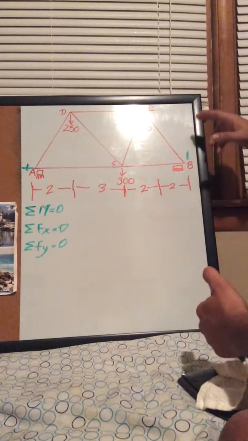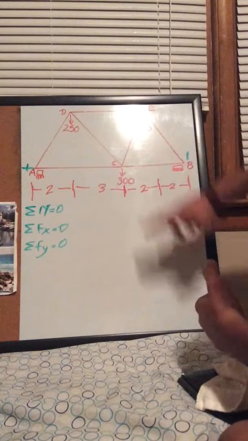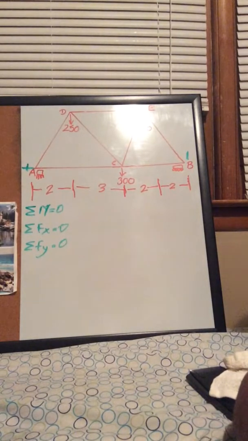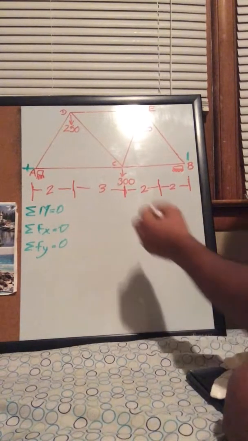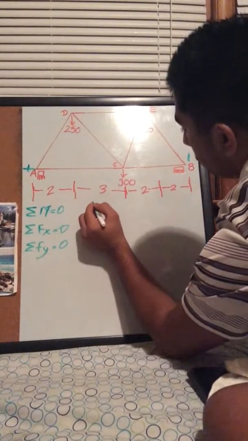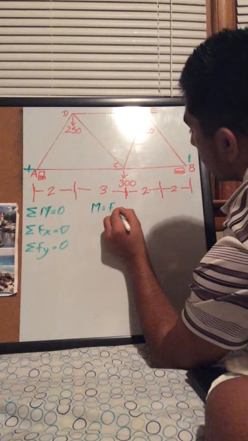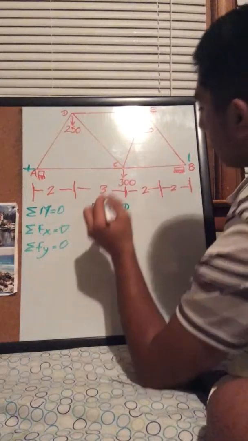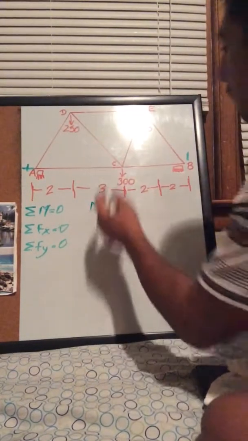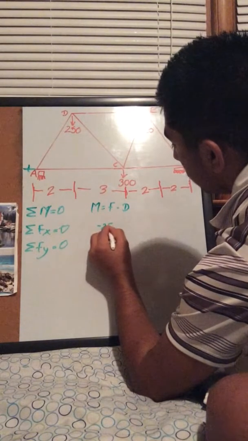B is going up or down. E is going down. D is going down and C is going down. So let's list all the values. First of all, let's find the moments. So we know the sum of all moments is equal to 0. Moment is always equal to force times distance. So this one is 250 and it's coming down. Coming down is always negative. So we do negative 250.